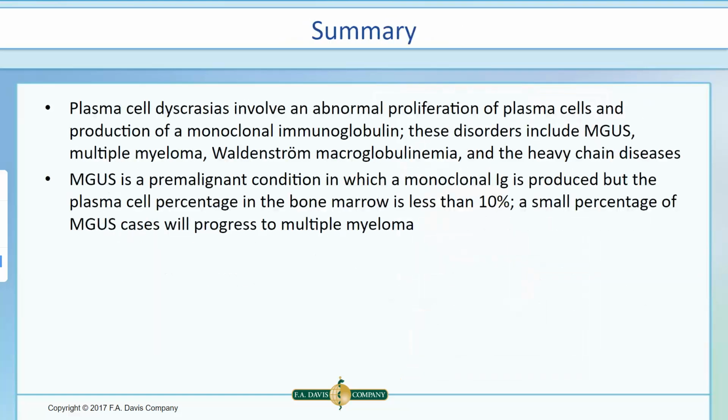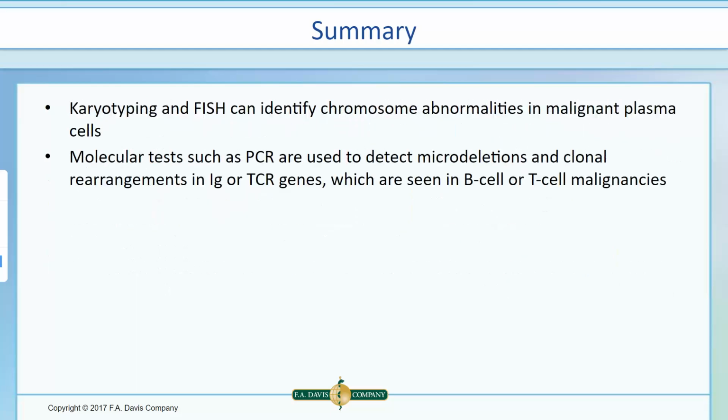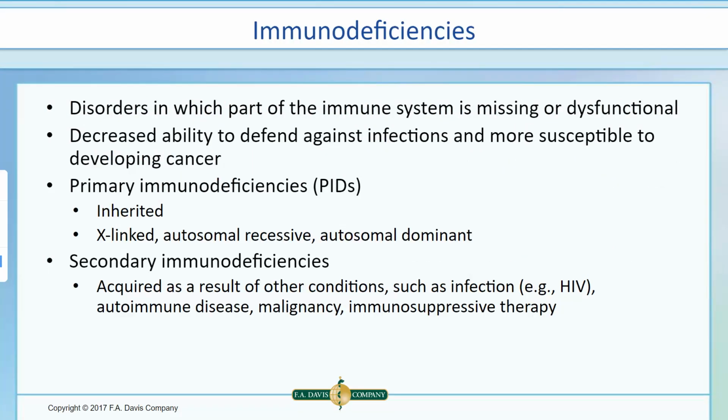And you can review this summary as we go on to immunodeficiencies. So immunodeficiencies means that the immune system is not functioning properly. They're disorders in which part of the immune system is missing or it's dysfunctional. There's a decreased ability to defend yourself against infections, and you're more susceptible to developing cancer.